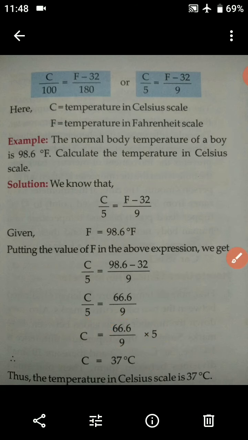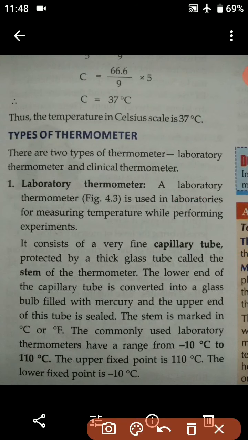Alright students. So now we are going to understand about the different types of thermometers. There are two types of thermometer, that is laboratory thermometer and clinical thermometer. So the first one is laboratory thermometer. A laboratory thermometer is used in laboratories for measuring temperature while performing experiments. So it is used in the lab for performing different experiments.